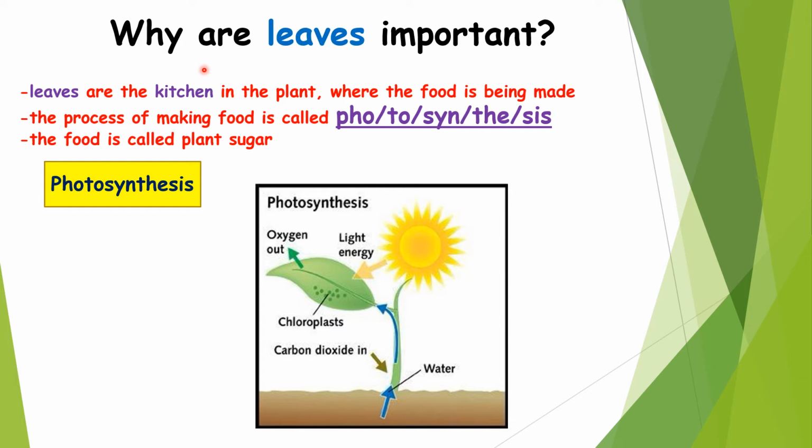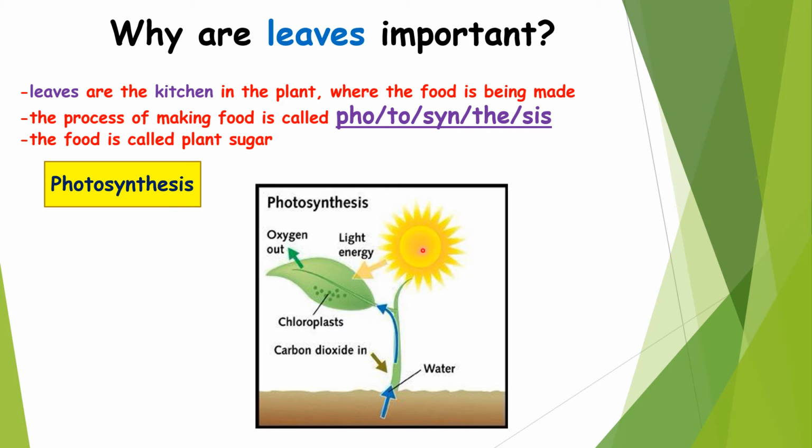Now let's check the role of leaves. Why are leaves important? Leaves are the kitchen in the plant. It's where the food is being made. The process of making food is called photosynthesis. The food is called plant sugar. So what happens during photosynthesis?